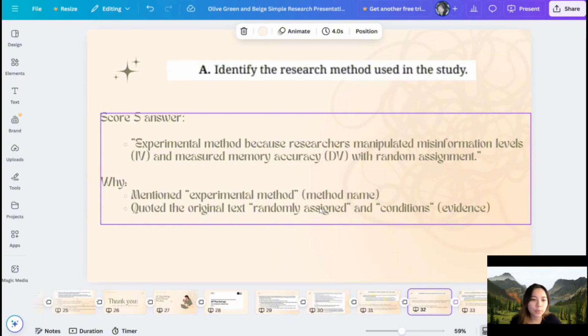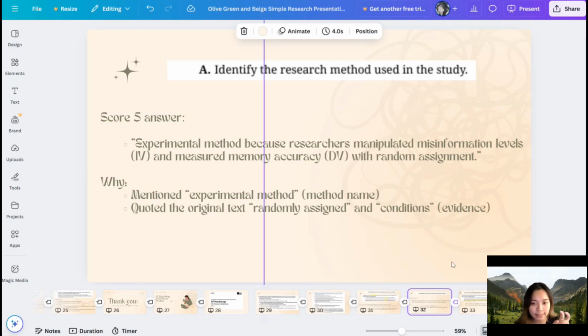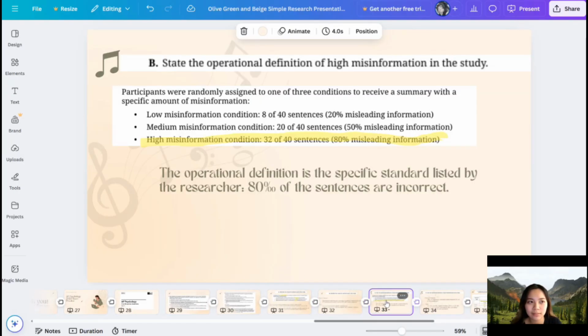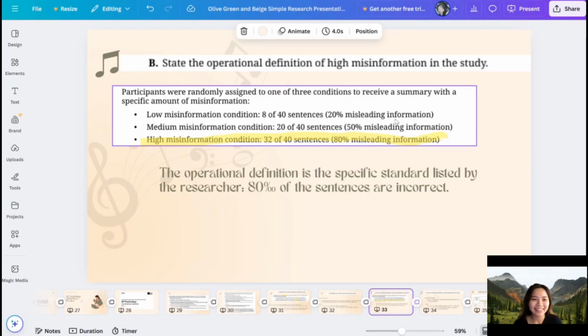So why is this a good answer? Because they need to mention the experimental method, the method name itself, and quote the original text, randomly assigned and conditions, which is the evidence of it. Sorry, it was my bad. I forgot what question I was on. Okay, so let's go to question B.